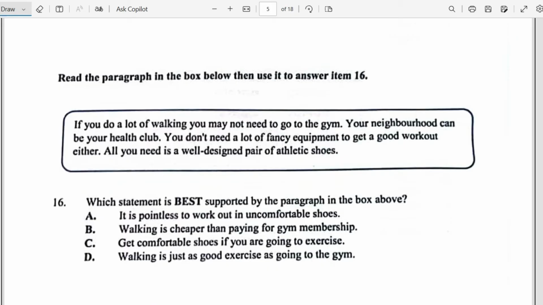It is pointless to work out in uncomfortable shoes. Walking is cheaper than paying for a gym membership. Get comfortable shoes if you are going to exercise. Walking is just as good exercise as going to the gym. And the one that best, because the word best means that's the one that summarizes or gives a total summary of what the passage here is trying to say, is that walking is just as good exercise as going to the gym.